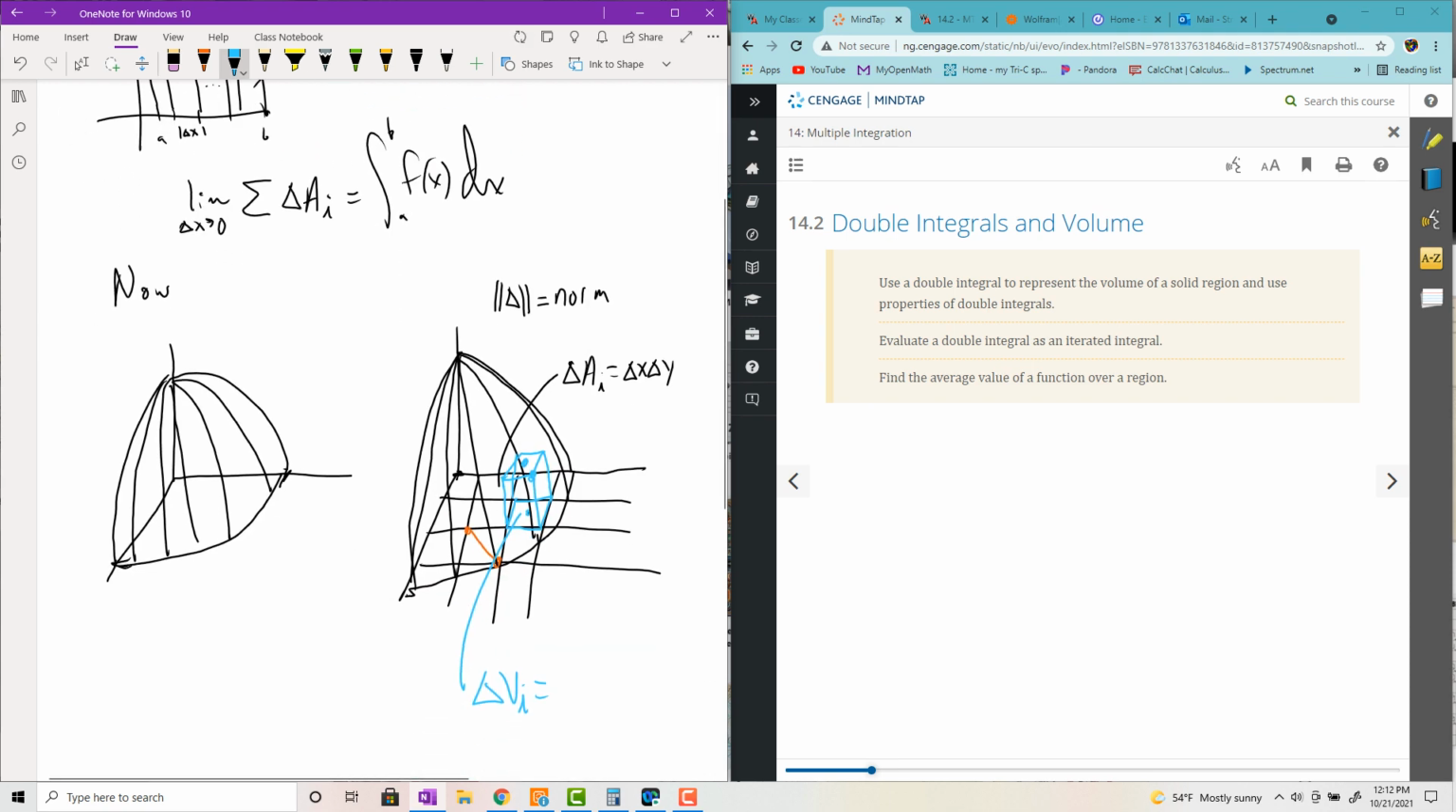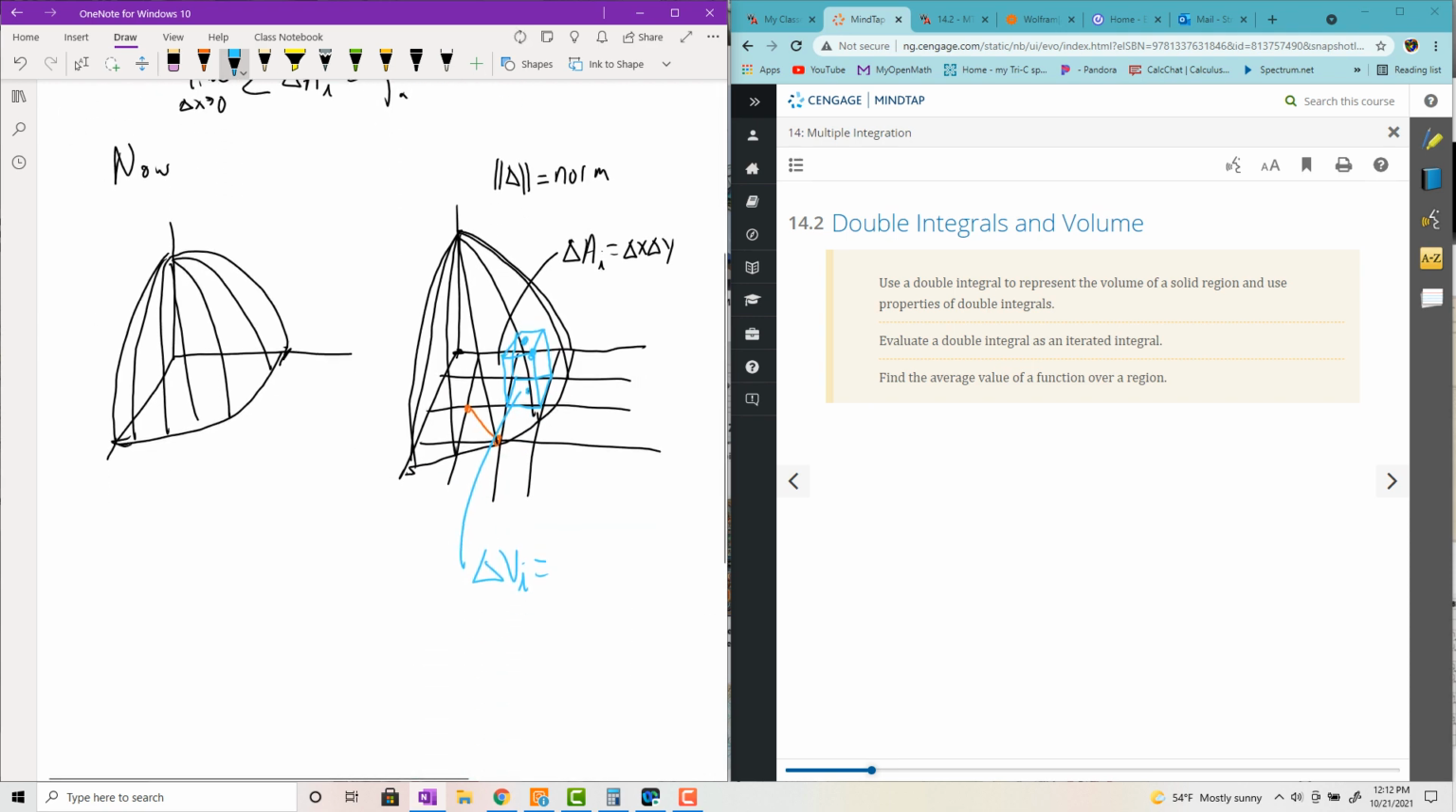So in order to get the volume now, I basically have to take the height of that thing, which will be given by f of whatever that point is I chose, f of x sub i comma y sub i, and then its height is going, or sorry, that is the height, and then times the area of the base, which is going to be that change in A sub i.